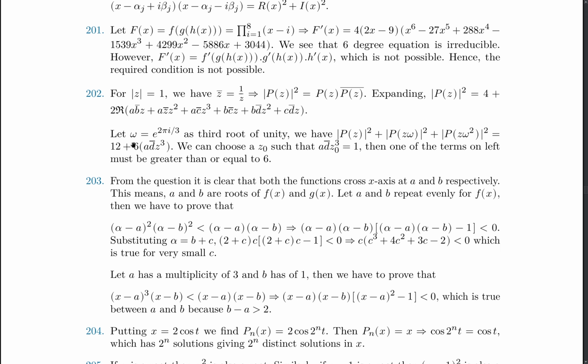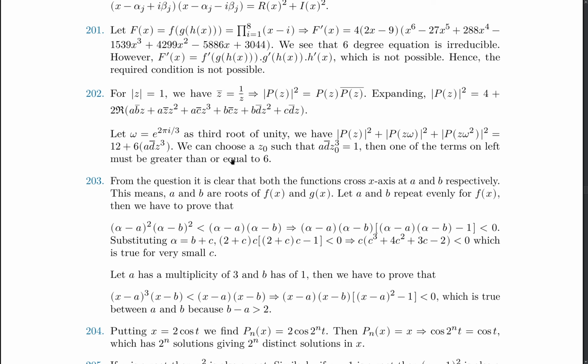Now let omega is equal to e to the power 2 pi i by 3 as the third root of unity. Then you will find that mod of p z whole square plus mod of p z omega whole square plus mod of p z omega square whole square is equal to 12 plus 6 a d bar z cube. So we can choose a z0 such that a d bar z0 cube is equal to 1. Then one of the terms on the left must be greater than or equal to 6.